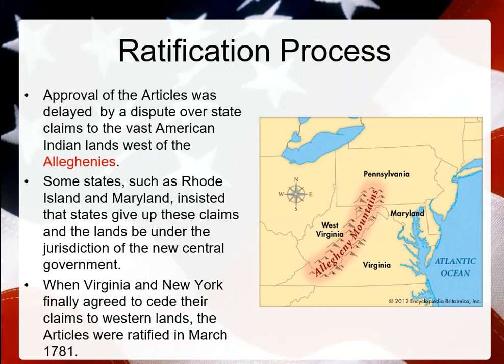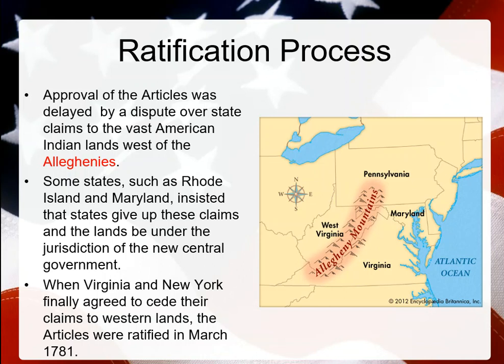So how do we ratify here? Approval of the articles was delayed by a dispute over state claims to the vast American Indian lands west of the Alleghenies. So again, who gets all this land far west, right? Some states like Pennsylvania and Virginia wanted it. Some states like Rhode Island and Maryland said none of us should get it. For one thing, Maryland's way over here, and Rhode Island's this tiny little speck, right? So the bigger states that brush up against the West said we should get it.